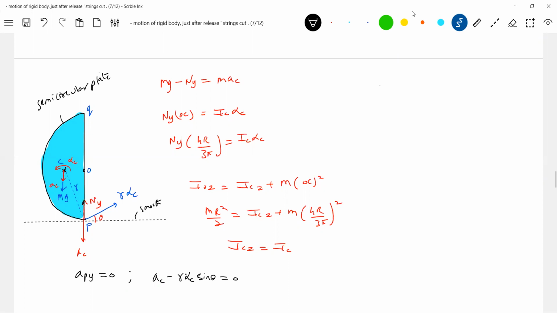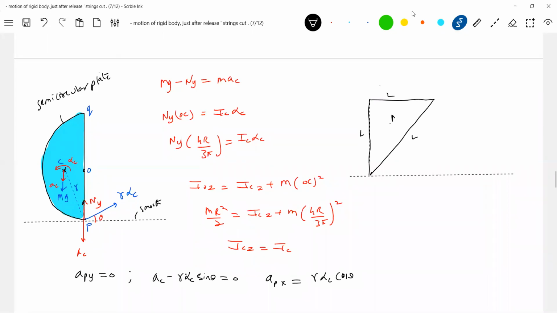Now, if this is a rough surface, friction will act towards the left. And the acceleration of point P along the x-axis is non-zero, equal to R alpha C cos theta. Okay, I helped you with the semicircular plate. Very simple idea. So now you should try some other objects. Triangular plate, a triangular plate like this, an equilateral triangle. Release it. Just after release, you have to calculate the acceleration of point P.